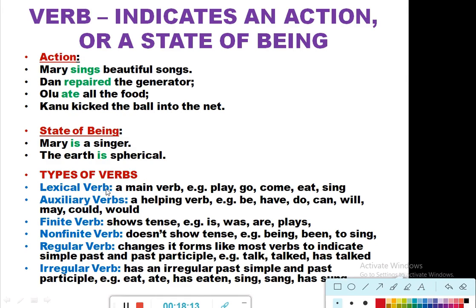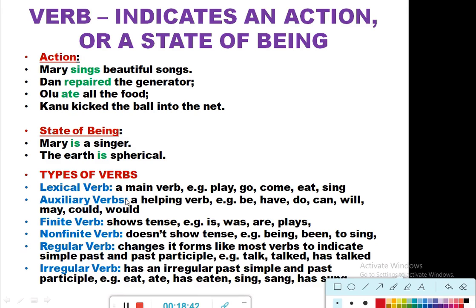Then let's look at various types of verbs. First, we have the lexical verb. A lexical verb is a main verb such as play, go, come, eat, sing. Then auxiliary verbs. An auxiliary verb is a helping verb such as the verb to be, have, do, can, will, may, could.